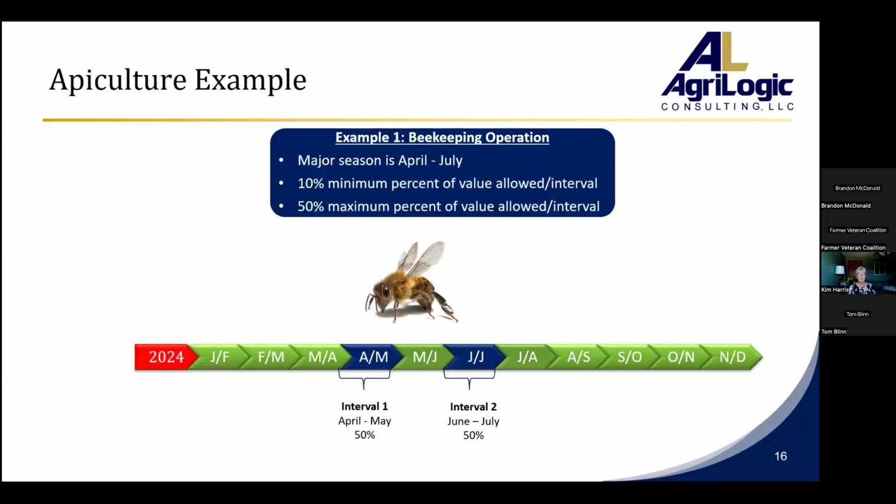So let's take a look at apiculture, for example. In this beekeeping operation, the major season runs from April to July. Of course, you have to have at least 10% of your coverage in one interval, and the actuarial documents indicate that you can't have more than 50% in an interval. So the grower in this particular example, because their major season is April to July, selected the April-May and the June-July time periods. They put 50% of their coverage in April-May and 50% in June-July. So now they've got all 3 months covered.